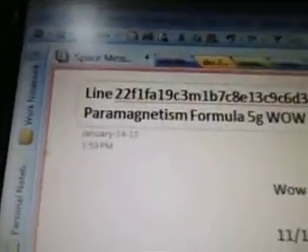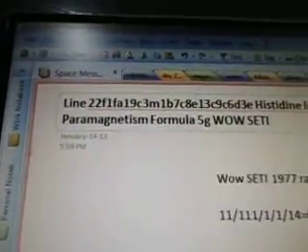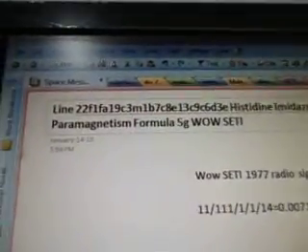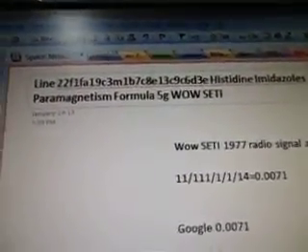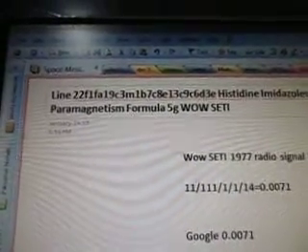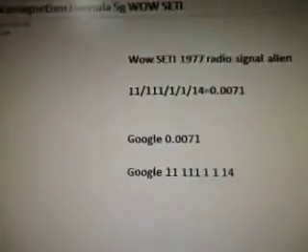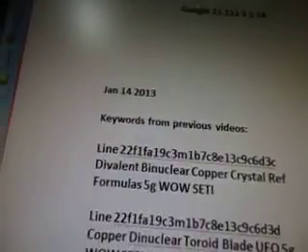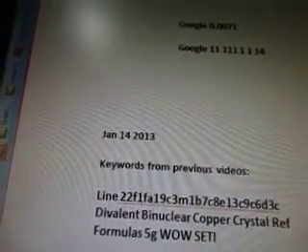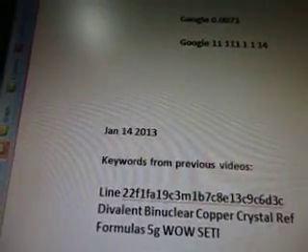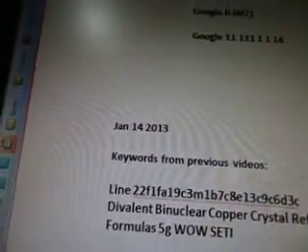Line 22f1fa19c3m1b7C8E13C9C6D3E. Histidine Imidazoles Paramagnetism Formula 5G Wow Seti. There's the alien radio signal. This particular lens is about the UFO paramagnetic forces formula for levitation and airsickness cures. Alien technology from a wild data.